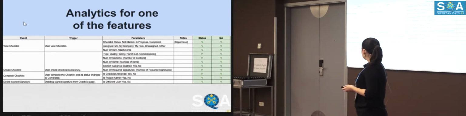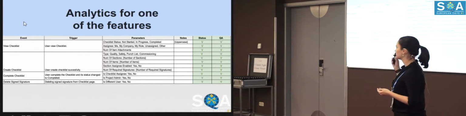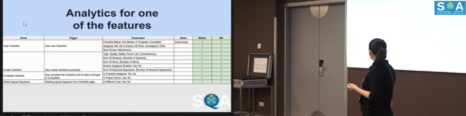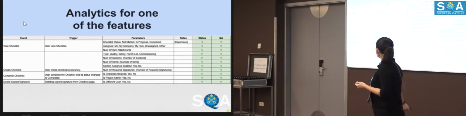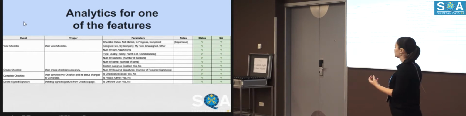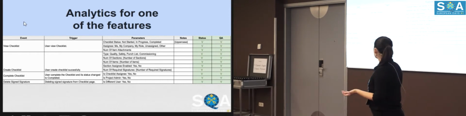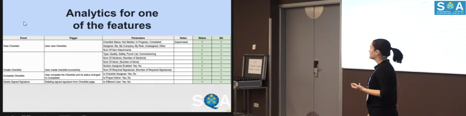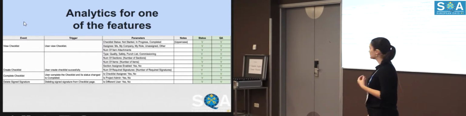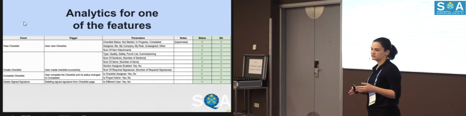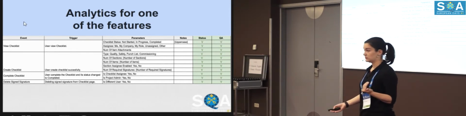When we create a checklist, we receive the create checklist event only when the checklist is created successfully. It means that if it failed, we don't receive this data. You can also see all the parameters which we think are important for this specific action. We need to know which type of checklist we have, how many sections, how many items we have, and whether it's assigned to someone, but not a personality or role. It's just whether this specific checklist is assigned to someone or not.